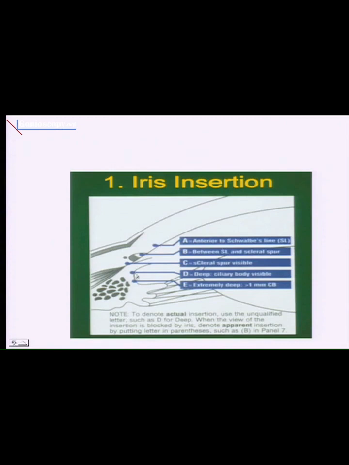Okay, D for deep. D means one can see the ciliary body, the anterior portion of the ciliary body. E is extremely deep. So in an E angle, one can see approximately 1 millimeter of the ciliary body. So this is the iris insertion. A, anterior to Schwalbe's line. B, behind Schwalbe's line. C, scleral spur is visible. D, ciliary body is visible. E, 1 millimeter of ciliary body is visible. That's the iris insertion component of the configuration.